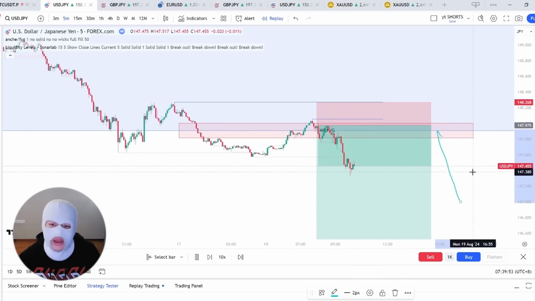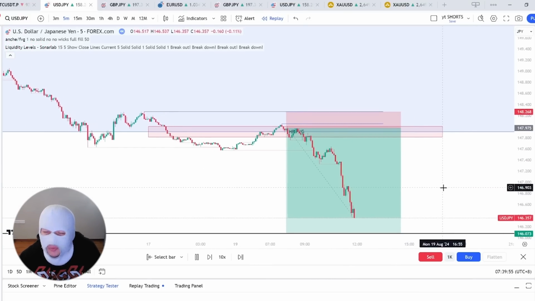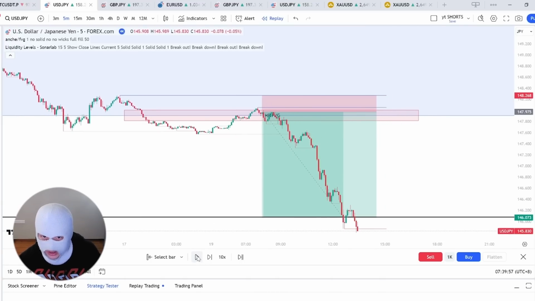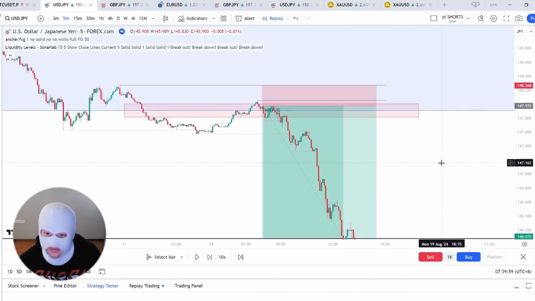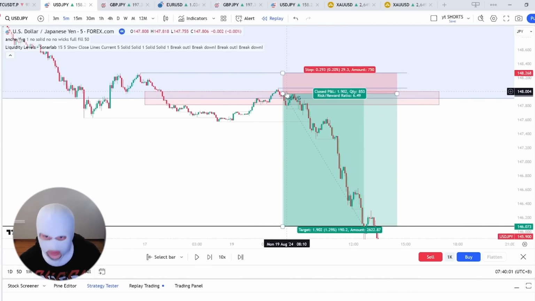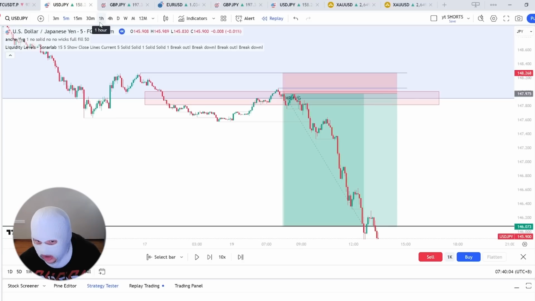Now, if lower time frame entries aren't your thing, and you prefer more swing trading style entries, you can always enter off the 1 hour fair value gap itself. Let me show you exactly how. The only thing that you have to change is the entry time frames.